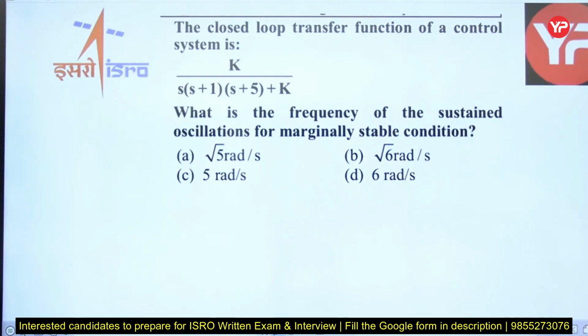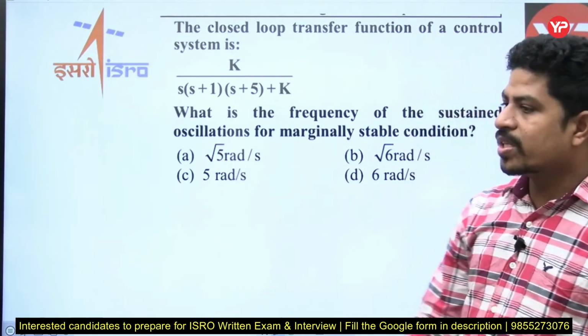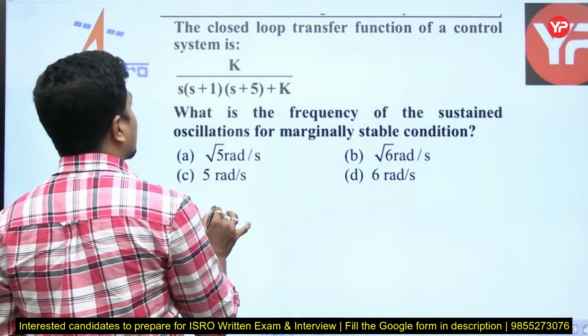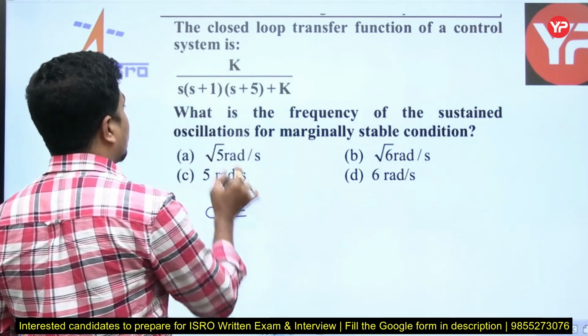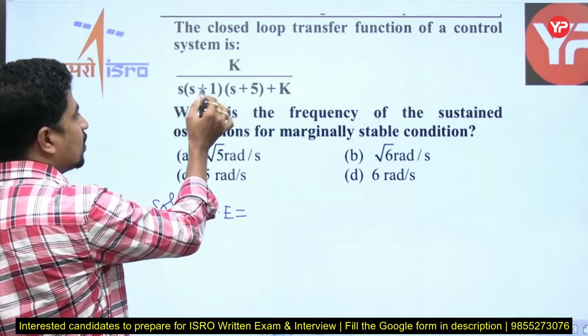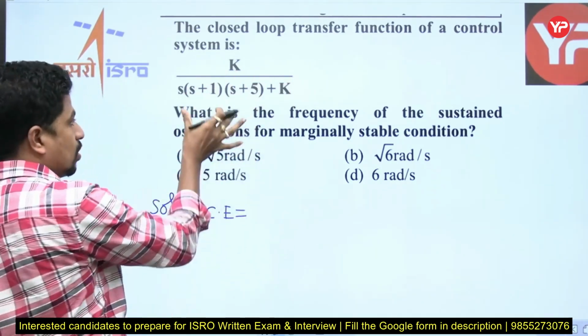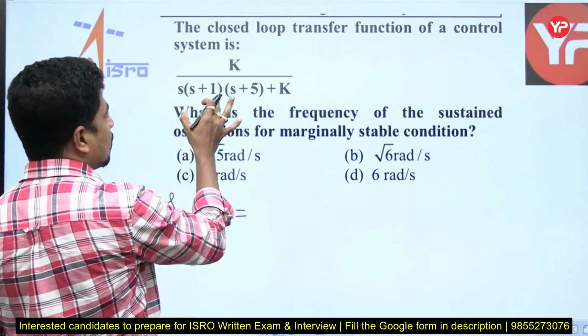What is it saying? The closed loop transfer function of a control system is given. What is the frequency of the sustained oscillations for a marginally stable system? He is asking what is the frequency of the oscillations of the system. Here also I am using a shortcut. What is the characteristic equation? The denominator of the transfer function is called the characteristic equation. This is the denominator: S square plus S into S plus 5.